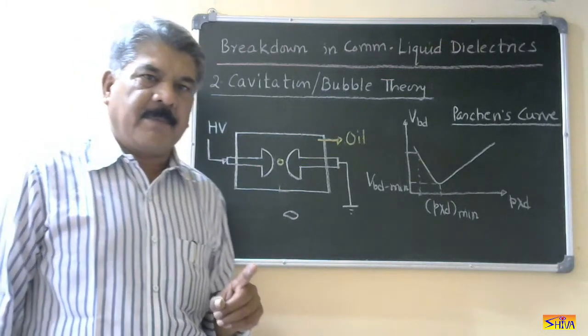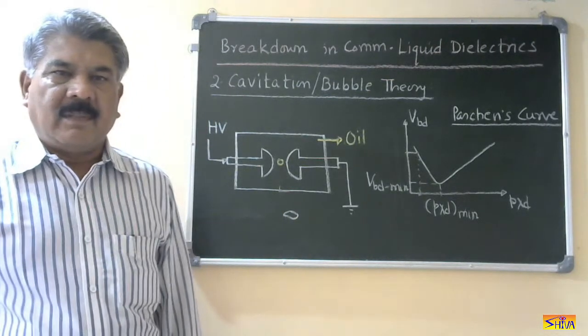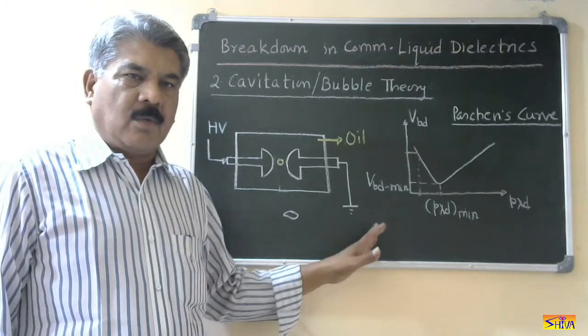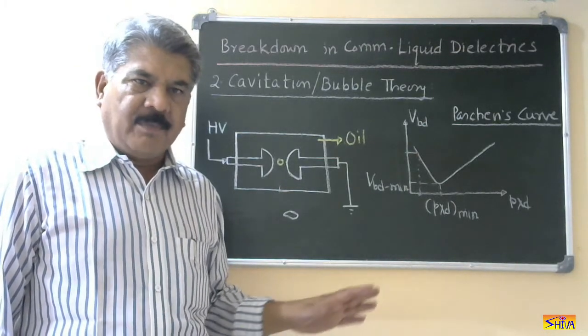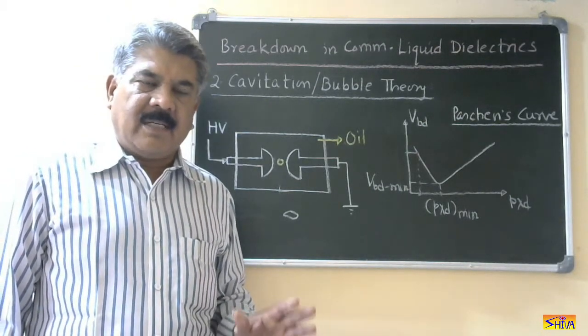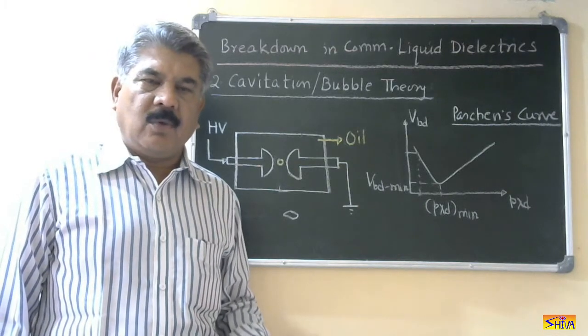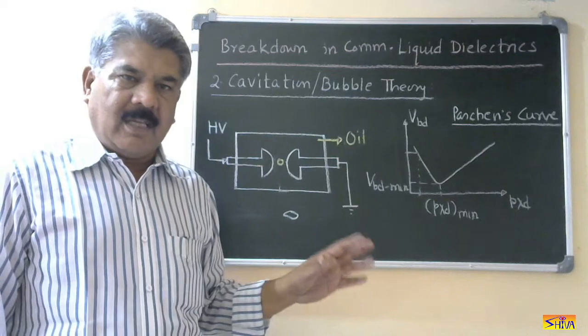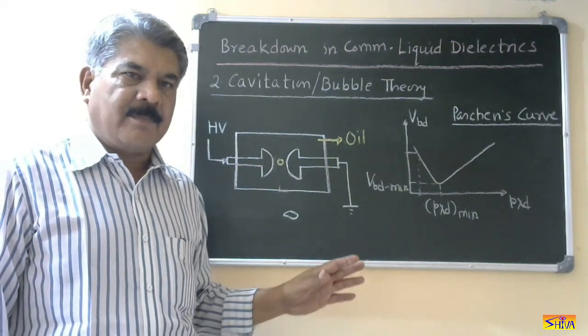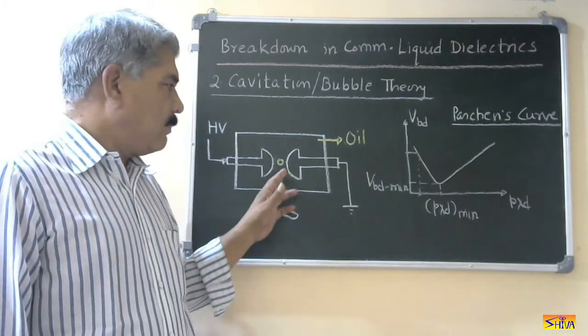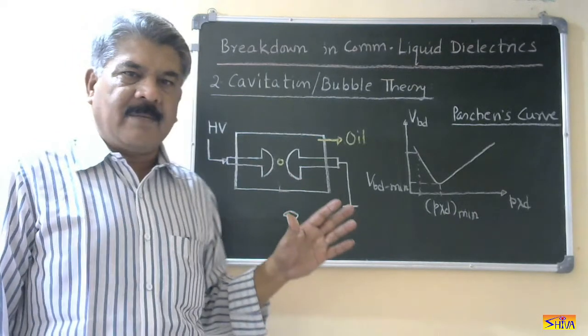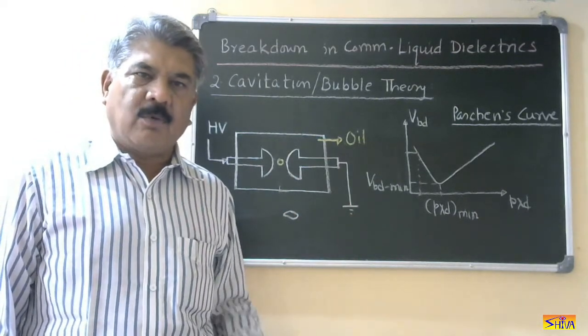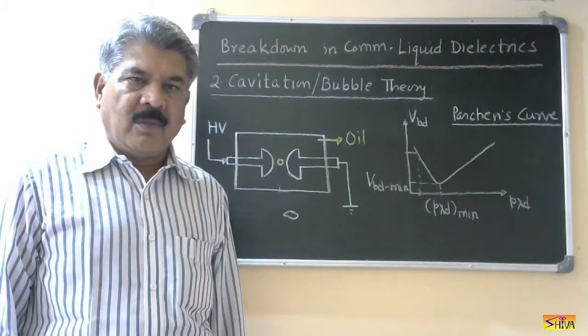Therefore, please remember, when we are testing transformer oil to find the breakdown voltage or its dielectric strength, we have to take care that there are no air bubbles in the test cell. We have to remove all the air bubbles, because if by chance these air bubbles come in between these electrodes, then we will get an error in the reading. We get a lower dielectric strength, lower breakdown voltage.